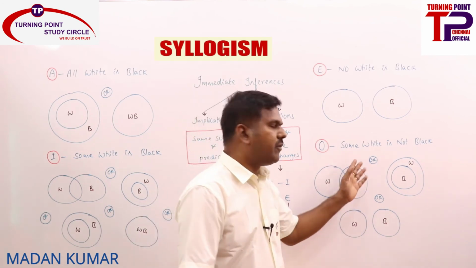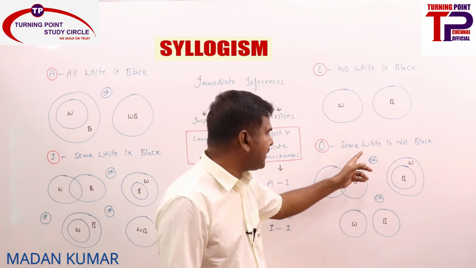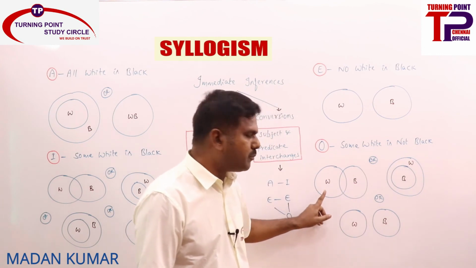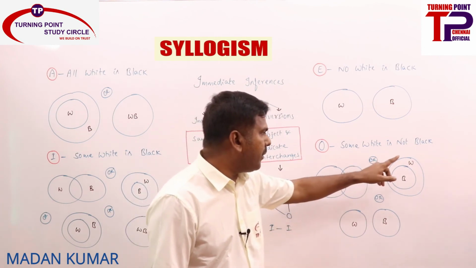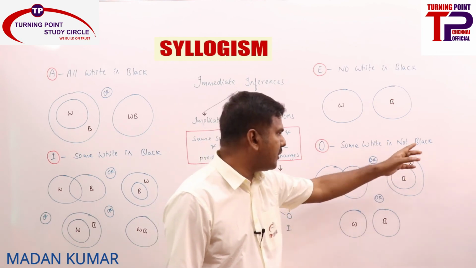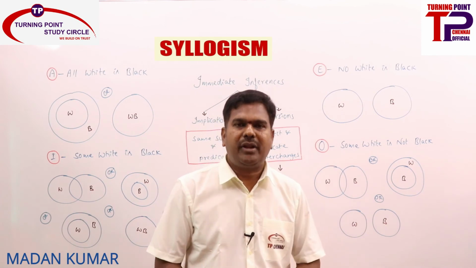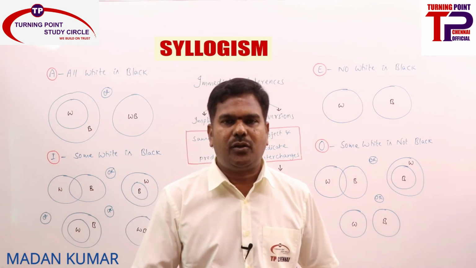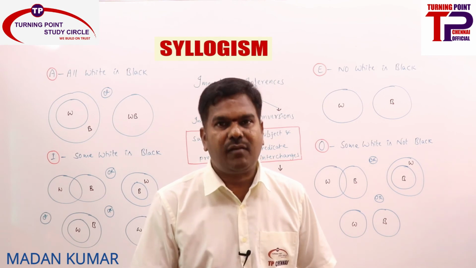Finally, we need to go ahead with the E statement. Whether O is implied by E statement. What is E statement, ma? No white is black. Is it true here? No. O is not implied by E statement. Can O be converted into E statement? What is conversion? No black is white. That also fails. What does that mean? O cannot be converted into any one of the diagrams.